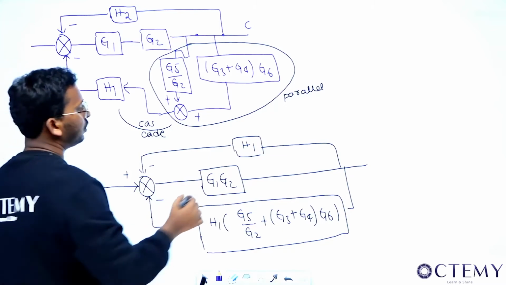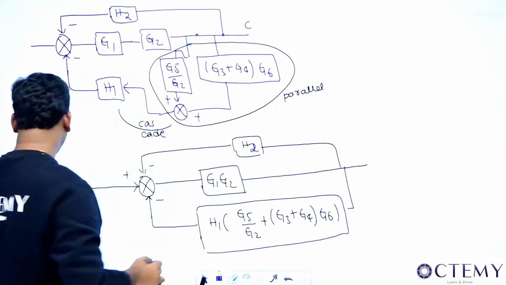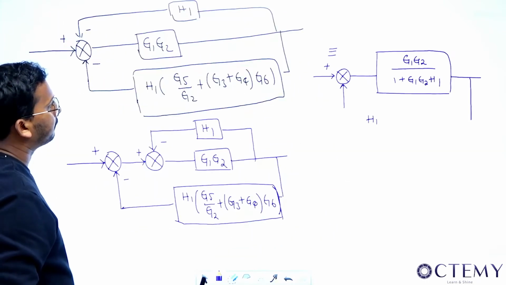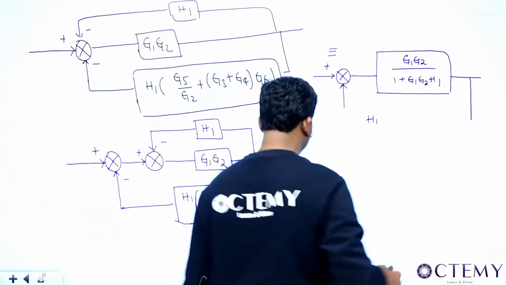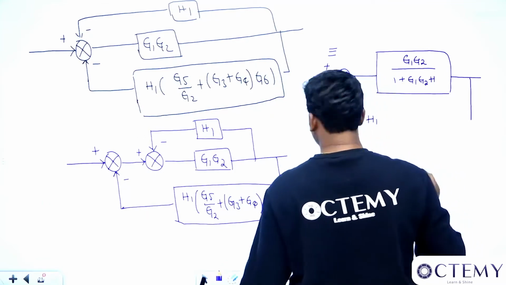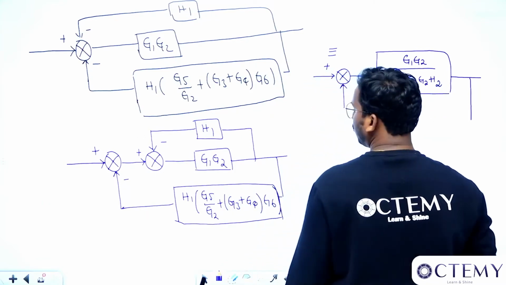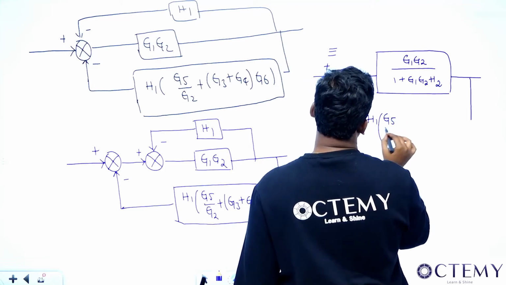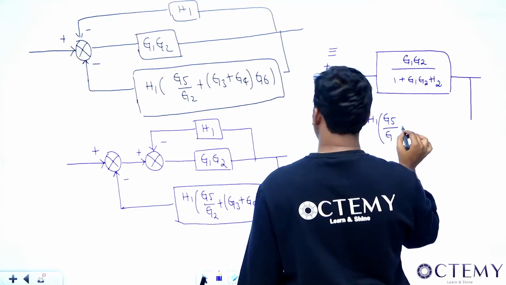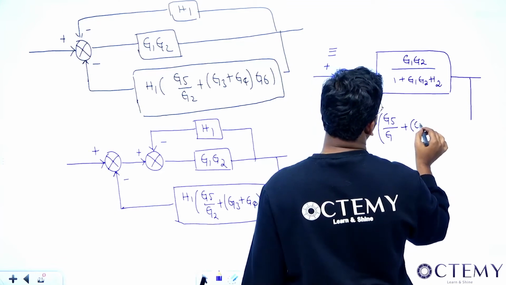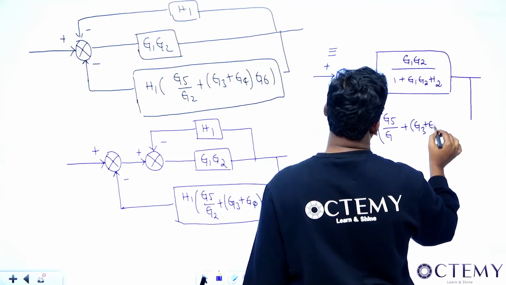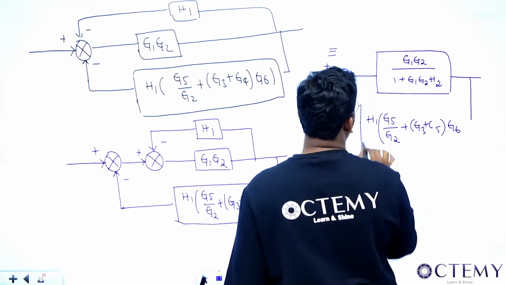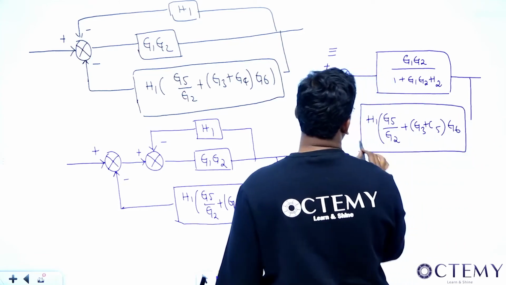The numerator is H2, sir. This is H2. See, sir, this was H2. Yes, H2 that is. So this will become H2. This will be H2, sir. Very good. So this will become H1 into G5 by G2 plus G3 plus G5 into G6. So this is entirely another block.